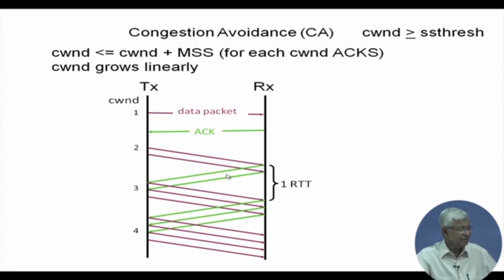When 2 ACKs come, this is a group. In this group, it increases by 1. So, it makes it 3. When 3 come in a group, then it increases by 1. So, it makes it 4, like that.